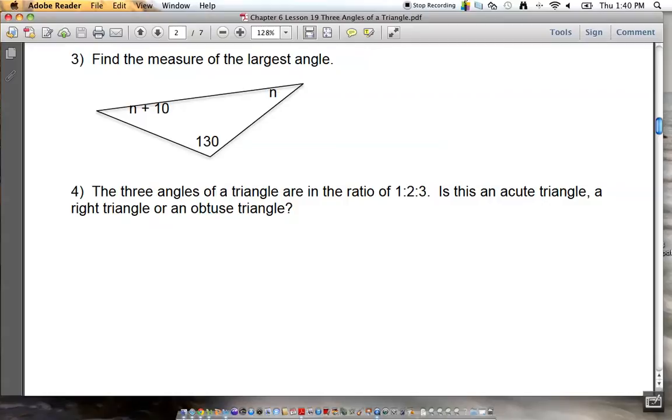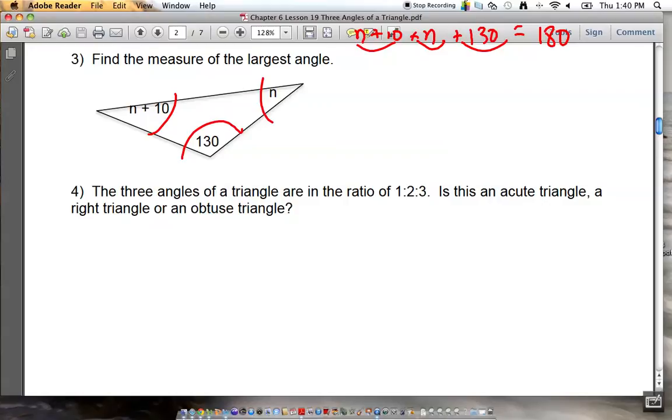Okay, now, what we need to do is add up these three angles and get 180 degrees. So here's my first angle, my second angle, my third angle, the order doesn't matter. So the first angle, n plus 10, plus the second angle, n, plus the third angle, 130, is going to add up to 180 degrees. Is this the same side situation or an opposite side?